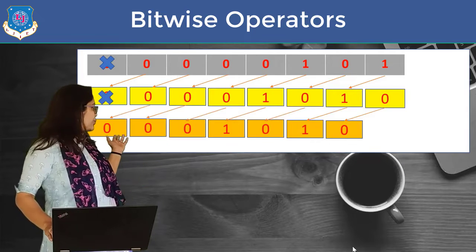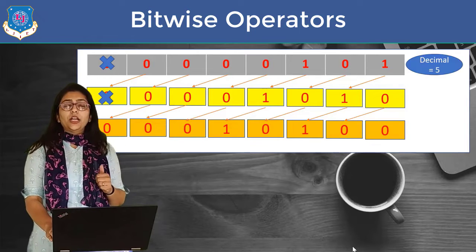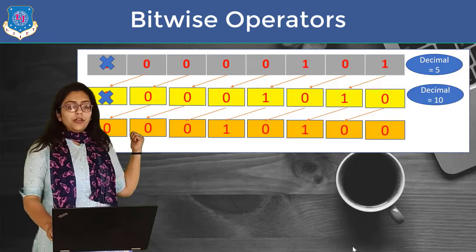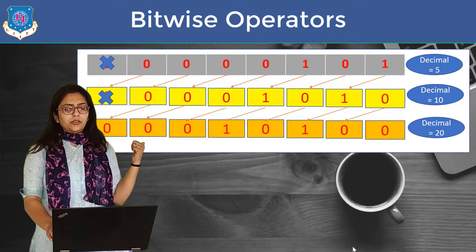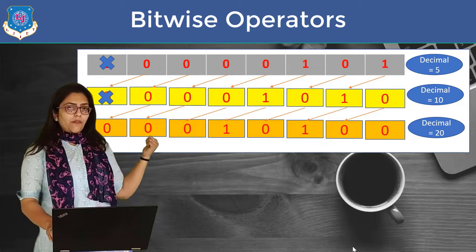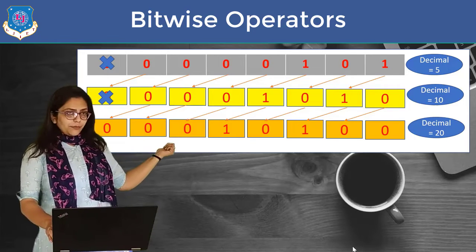Now here I am showing you how exactly you can use shift operators. You can see the operation being performed over here. So this is the operation. This is how the operation looks like. You can see decimal 5 is shifted by one place.